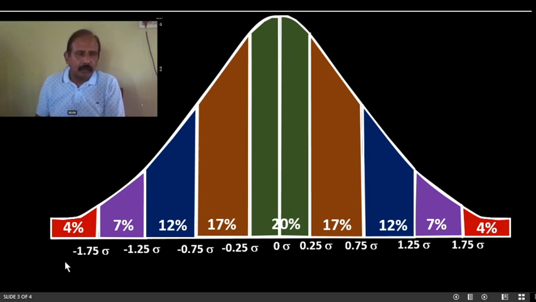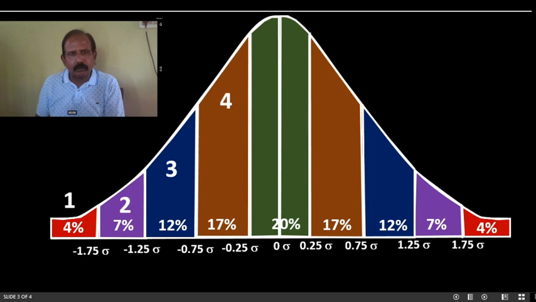The observations lying at the lowest part, at the left part of this curve, 4% of the observations whose values are the lowest in the entire data set, are assigned stanine 1. These 4% of the observations are assigned stanine 1. Next 7% of the observations are assigned stanine 2.